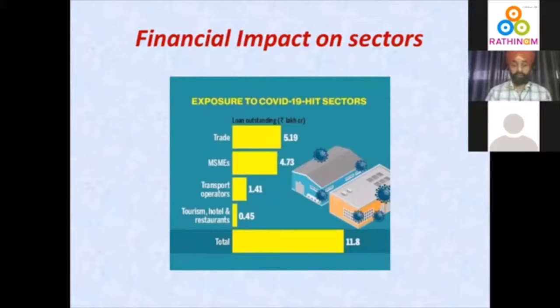Now this figure, if you see, is the current outstanding as of February and March. After that, there have been a lot of stimuluses by the government, a lot of lending has been done. So this figure could have easily reached 20 lakh crore. What is going to happen to this 20 lakh crore over a period of the next 6 months is a major concern. Imagine this figure where people are not paying interest, not paying EMIs, and they are under moratorium.